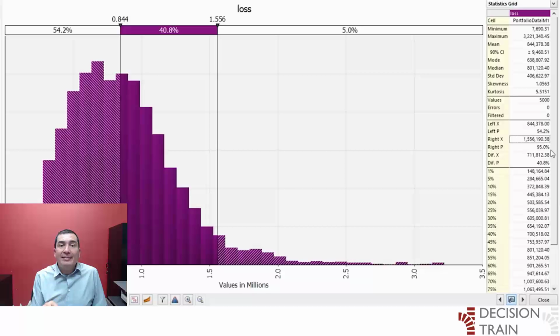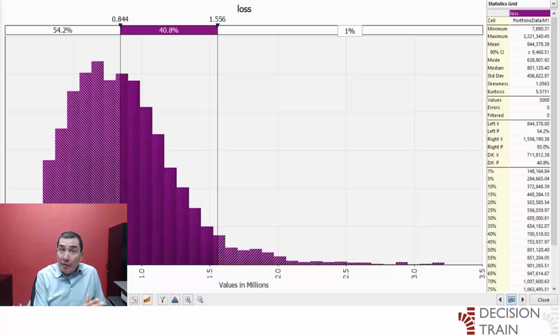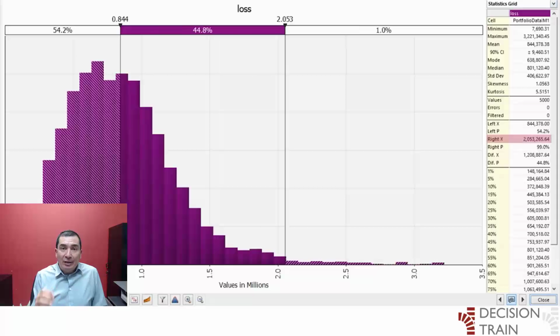22. Change the right-hand side percentage on the probabilistic bar from a 5% to a 1%. This will slide the vertical delimiter to the 99th percentile at $2.053 million. Therefore, the difference between 2.053 minus expected losses of 844,000 leaves unexpected losses of $1.209 million at a confidence level of 99%. In other words, the analyst can be 99% sure that beyond expected losses of $844,000, there will be additional unexpected losses of up to $1.209 million on top of them.